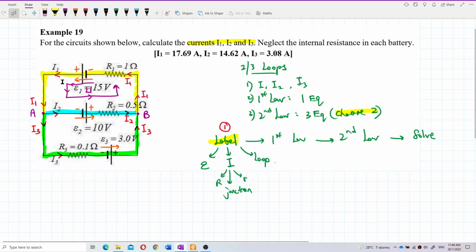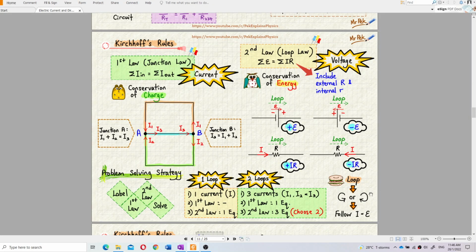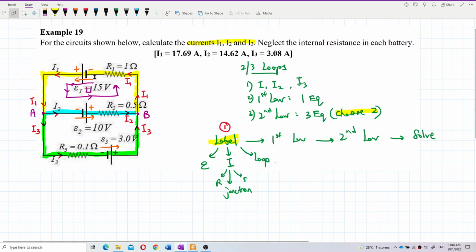Why do I choose my loop anti-clockwise instead of clockwise? Because I try to make my loop direction follow the current and EMF, so that you will have more positive E and more positive IR. Understand? I saw this E1 and E2 and all the current I1 and I2 all anti-clockwise, so I choose my loop 1 also anti-clockwise. Later on, all the EMF and all the IR will be positive E and positive IR. Then my equation looks nicer. Okay, that's my loop 1.